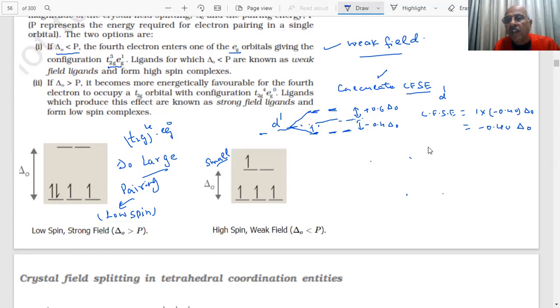If there are 3 electrons, then what is the story? If there are three electrons, you have one, two, three electrons, d3. This is my d3. Then what will be the crystal field splitting energy, students? There are three electrons into minus 0.40 delta O. What does it become? Minus 1.20 delta O or Dq.